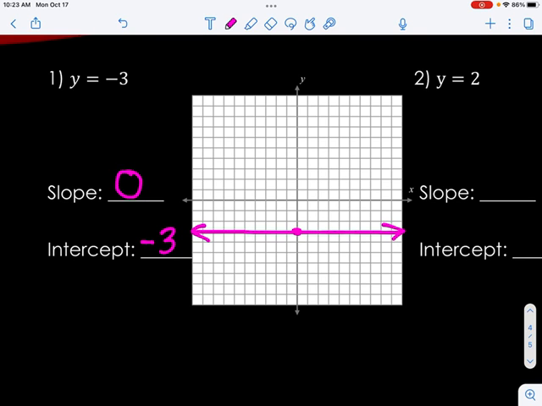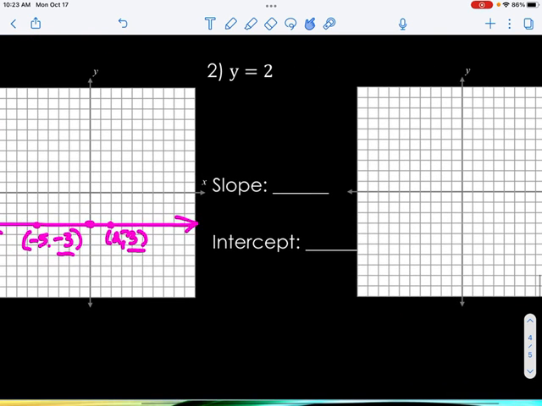Now remember, that means that every single point on here, for example, this point right here, would be 2, -3. This point over here would be -1, 2, 3, 4, 5, -3. If you notice, all of the y's are going to be -3. Because that's what the equation tells us. It says, hey, no matter what you give me for x, the y value is always going to be -3.